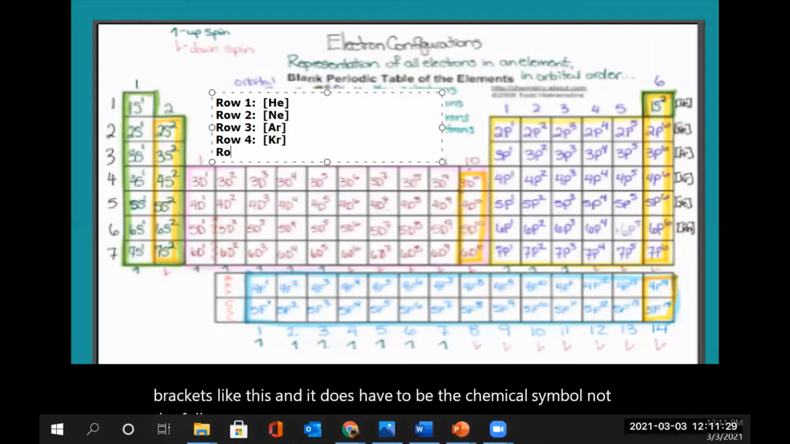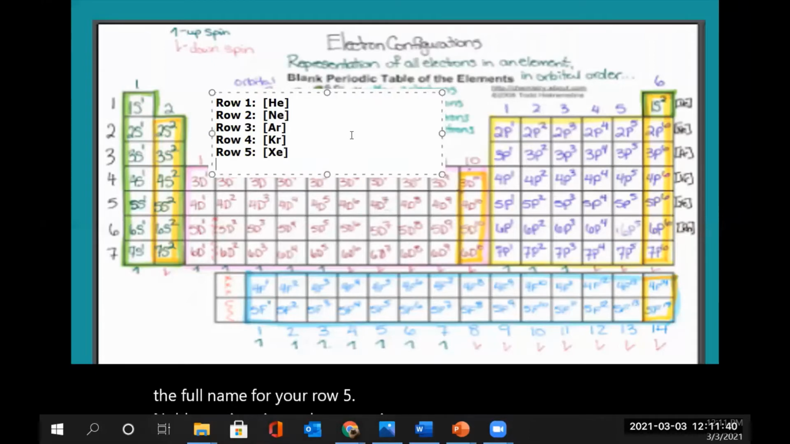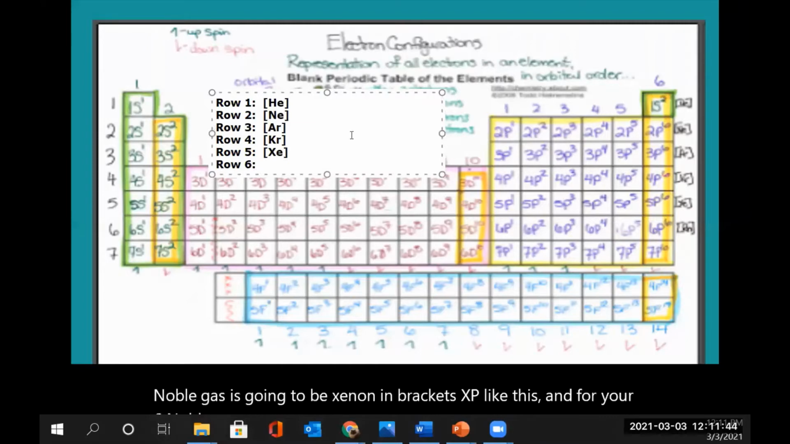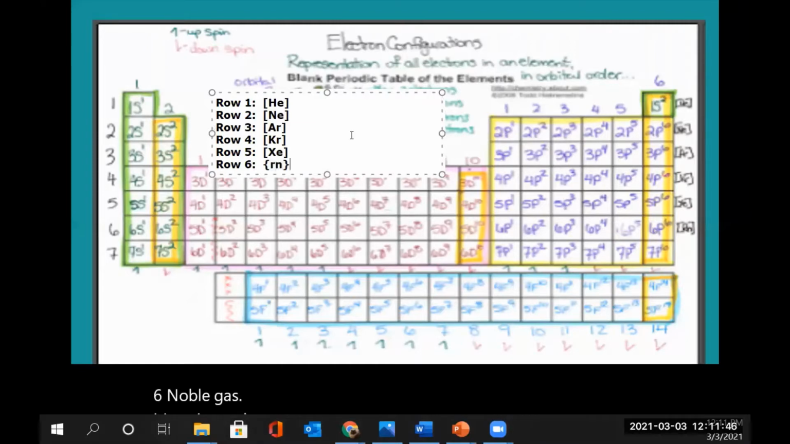For your row 5 noble gas, it is going to be xenon in brackets, Xe, like this. And for your row 6 noble gas, it's going to be radon in brackets.